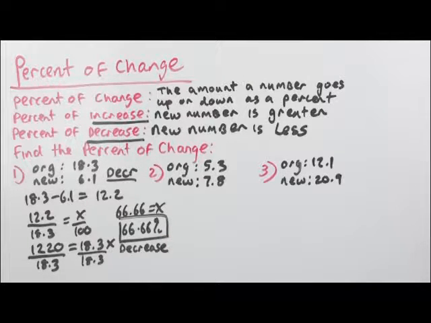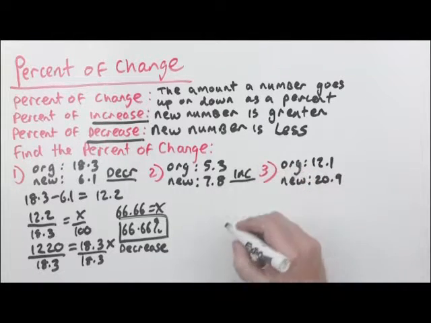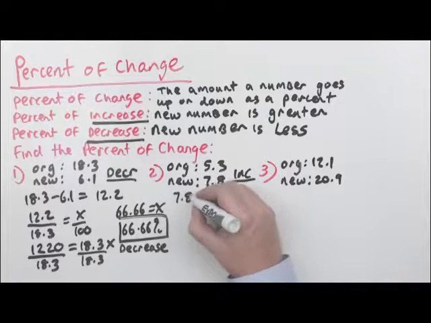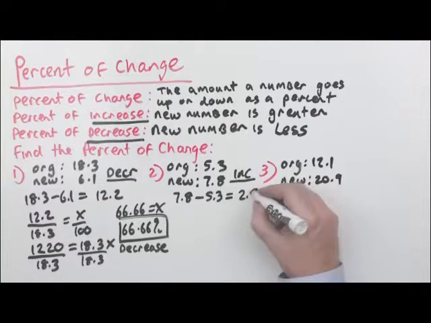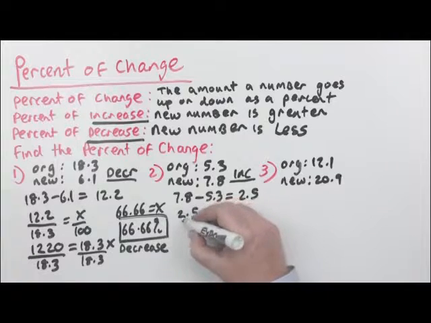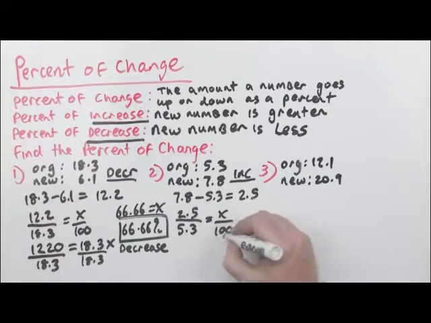Well, the new number is larger than the first number, so it's an increase. So I take the original number, I'm going to find the difference. Just going to subtract the smaller one from the big one, so the difference here is 2.5. Let's say 2.5 divided by the original number, which is 5.3, equals always x over 100.